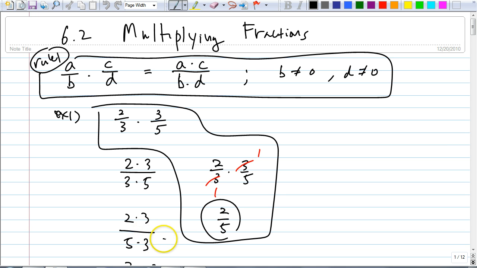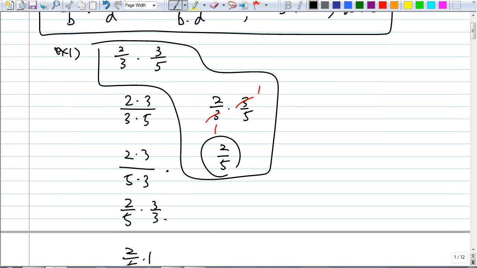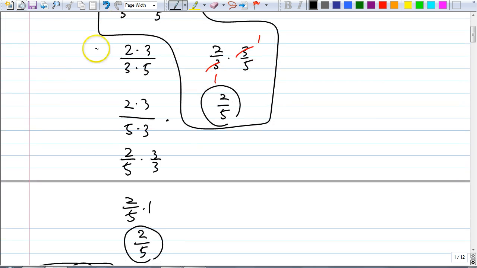And could I rewrite this as now 2 over 5 times what, guys? I can now separate it again if I want to, right? This becomes 2 over 5 times 3 over 3, which is 1. Okay, so I kind of like this way better. This is kind of a shortcut. There's no property in algebra that says you could cross-cancel. You know what I mean? But that's a shortcut, because there's no cross-cancel property or anything.